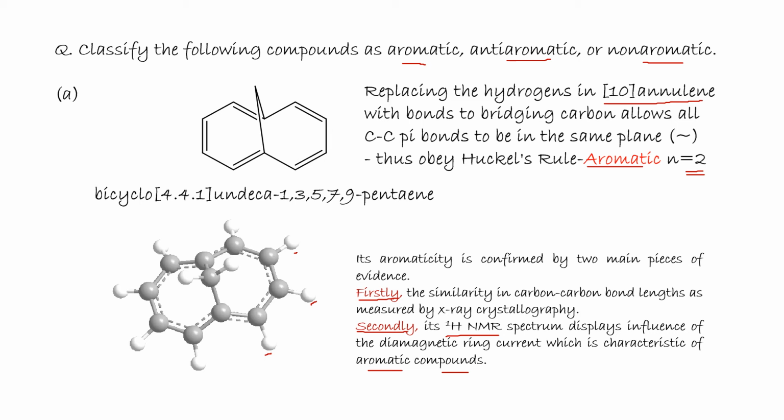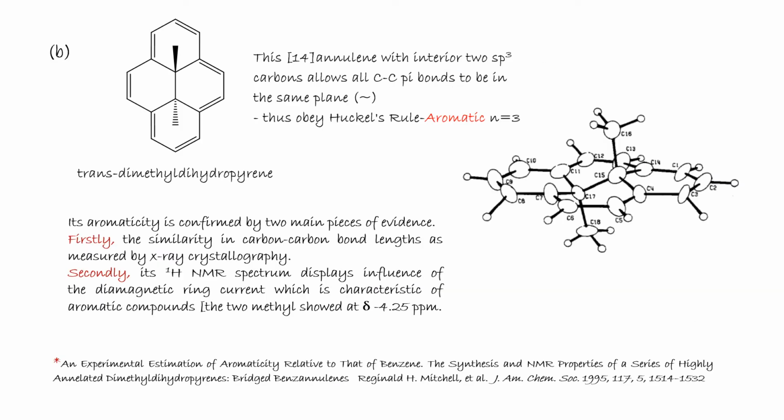Okay? For the compound trans-dimethyldihydropyrene, this compound has in the middle, okay, two trans methyl groups. So this is a 14-annulene with two interior sp3 carbons, which allows all carbon-carbon pi bonds to be in the same plane, thus obeying Hückel's rule, and it's aromatic with n equals 3.